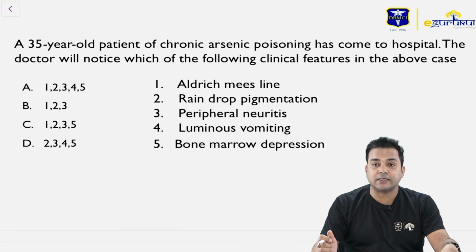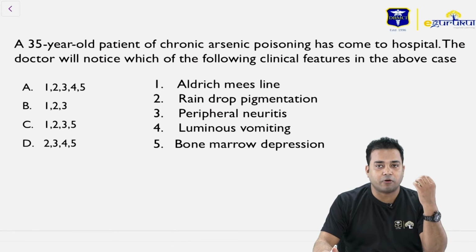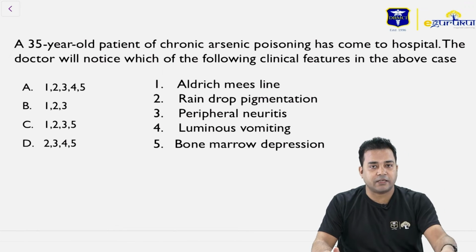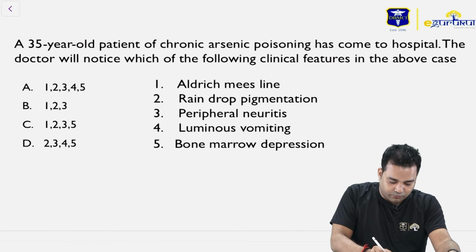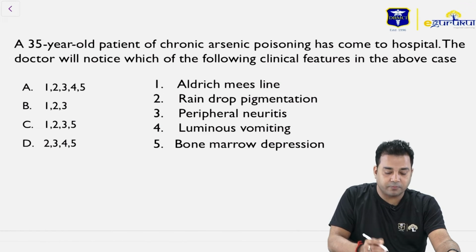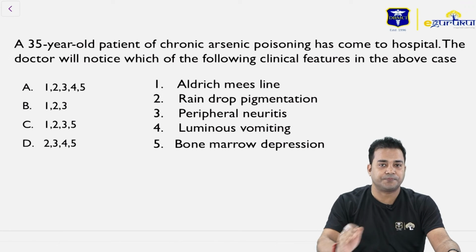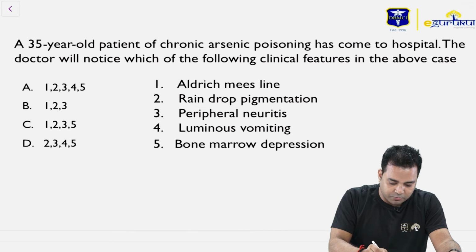Now come to this question asked in one of the recent exams. A 35-year-old patient of chronic arsenic poisoning has come to hospital. The doctor will notice which of the following clinical features in the above case. These are your options, 1, 2, 3, 4, 5. Pick the true statements and then mark it from A, B, C, D. So yes, chronic arsenic poisoning can give rise to Aldrich-Mees lines. This is a true statement.